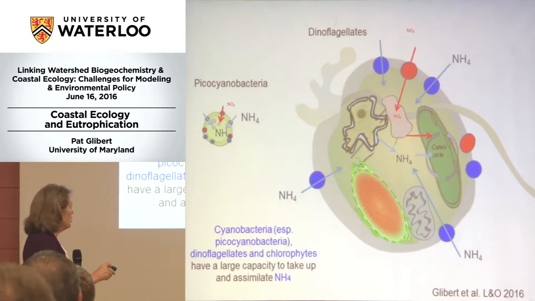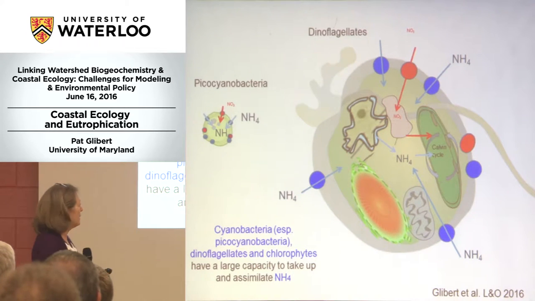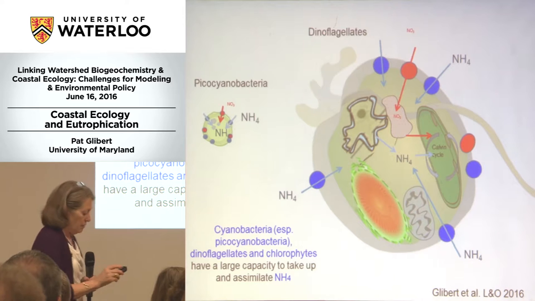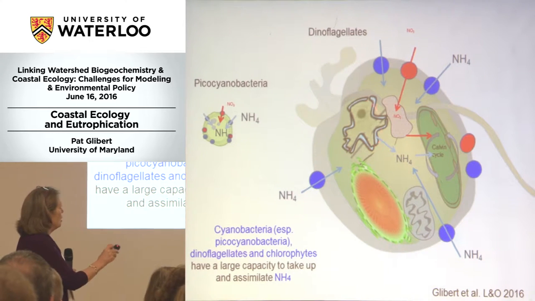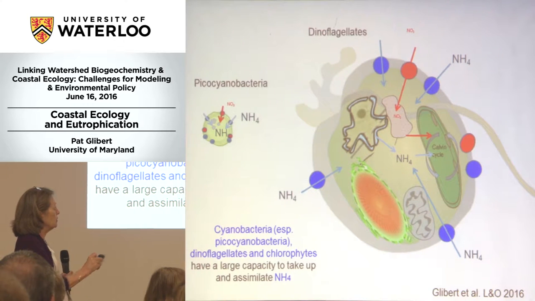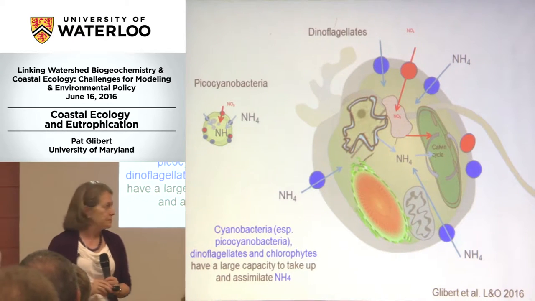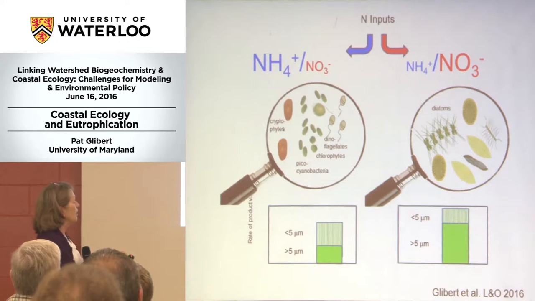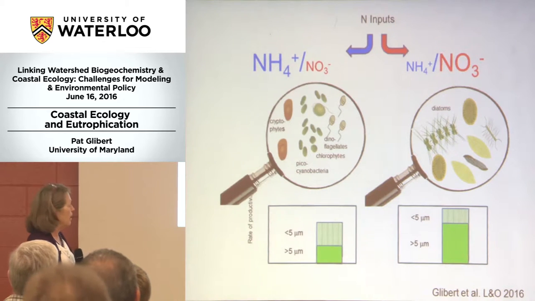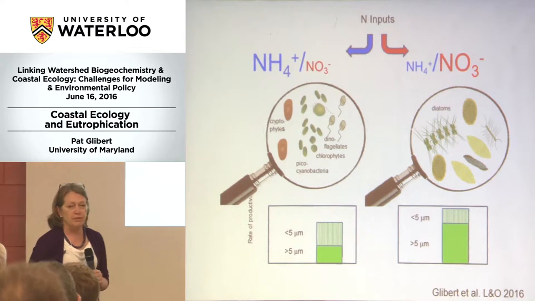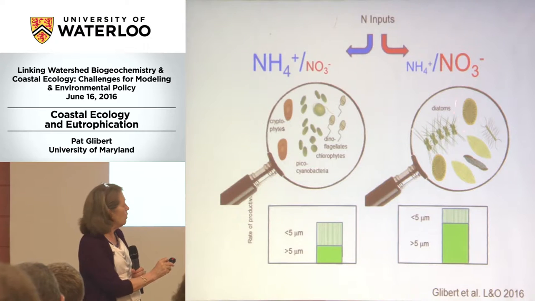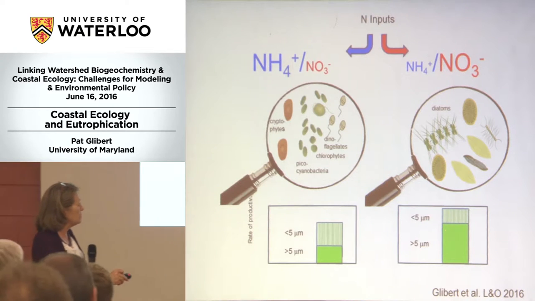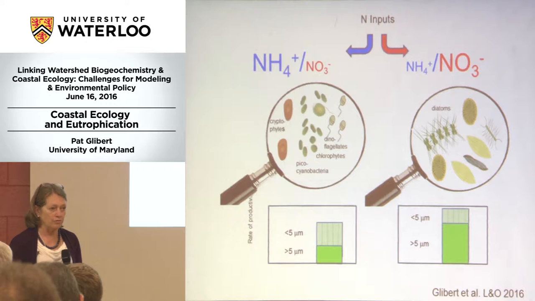In contrast, dinoflagellates and our little picocyanobacteria have a larger capacity to take up and assimilate ammonium. Dinoflagellates, as I'll say more in a moment, can also assimilate particles, and they are digesting those particles, so they have more ammonium metabolism. The end result is that as we shift our nitrogen inputs to more ammonium, we have a community that's dominated by cyanobacteria, chlorophytes, dinoflagellates, and cryptophytes. Whereas if we have more nitrate in the water, we have more diatoms, as a general rule. We also have larger cells, and we can make more total chlorophyll.